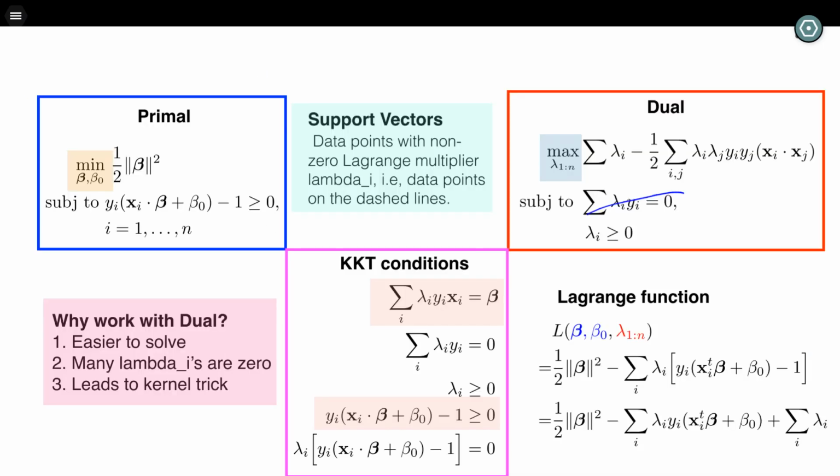So that means when we solve this dual problem and try to find our beta, remember we sum over i from 1 to n, but actually we only need to sum over 2 observations, because only 2 observations have non-zero lambda i's. And they are known as the so-called support vectors, SV. So support vectors represent data points that have non-zero Lagrange multipliers. There are only a few of them that are non-zero. And for this particular setup, they are the data points on the dashed lines.